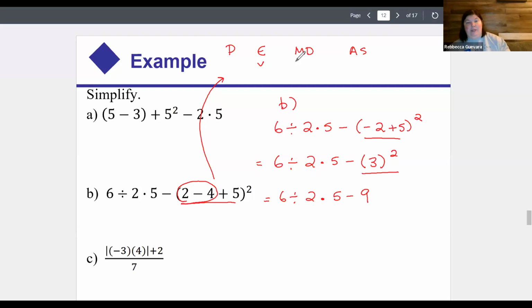Now we move on to multiplication division. Remember, first one that we come across going left to right. Going left to right, the first thing we come across is division. So first thing we need to do is that 6 divided by 2 before I can even do this multiplied by 5. 6 divided by 2 is 3.